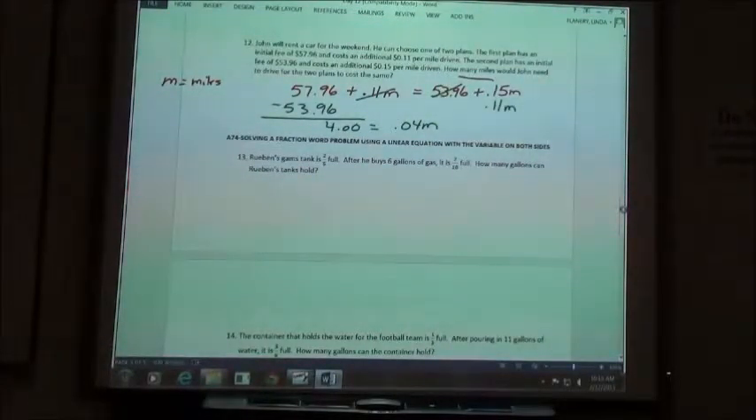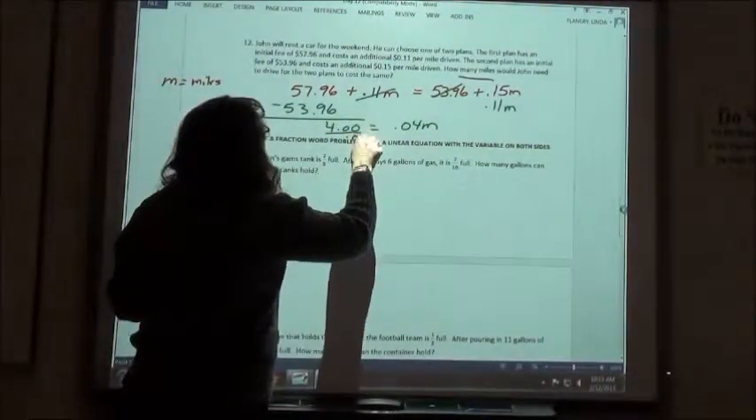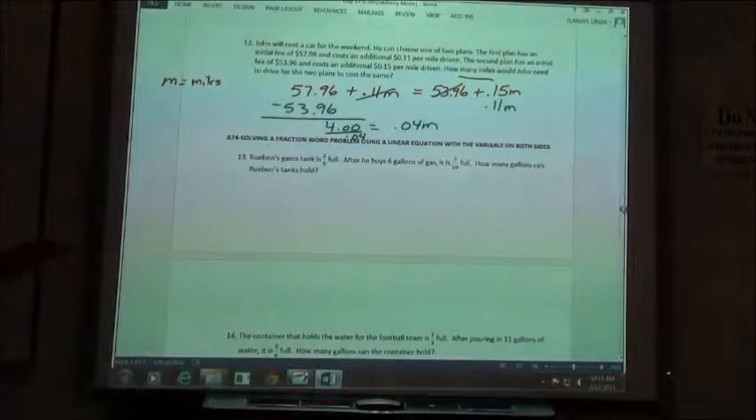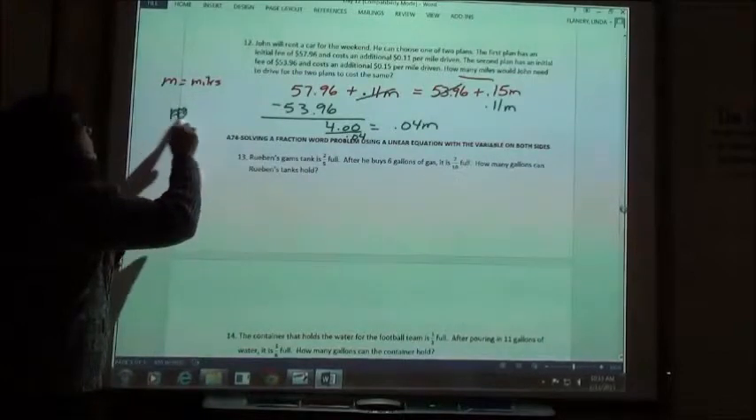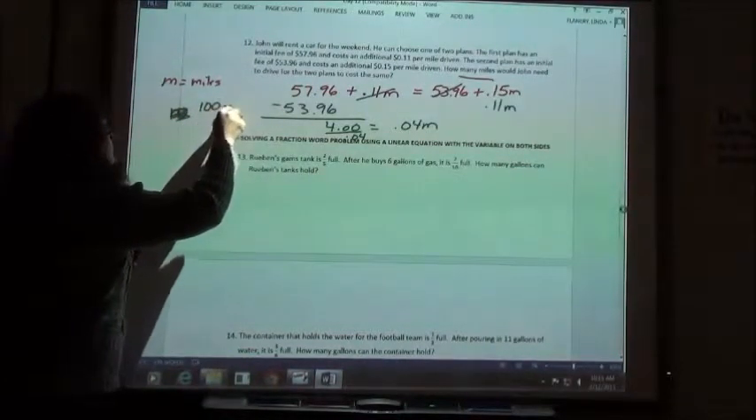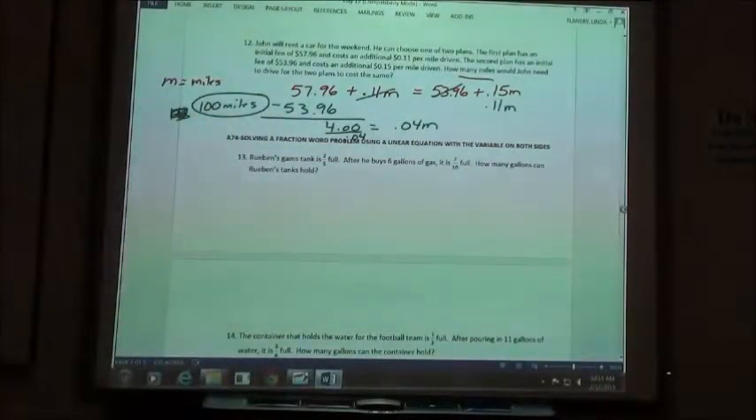In order to solve that for M, I'm going to divide by my 4 cents. So if I take 4 divided by 0.04, I get 100 miles. I can write 100. 100 miles would be the number of miles where the two plans would cost exactly the same.